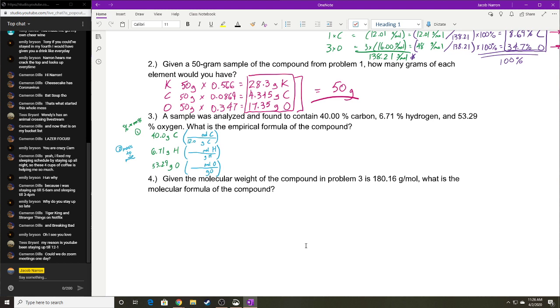Alright, so all this comes from the periodic table. 12.01 grams of carbon is equal to 1 mole of carbon. 1.008 grams of hydrogen is 1 mole of hydrogen. And 16.00 grams of oxygen is equal to 1 mole of oxygen. So all of this is coming from the periodic table.